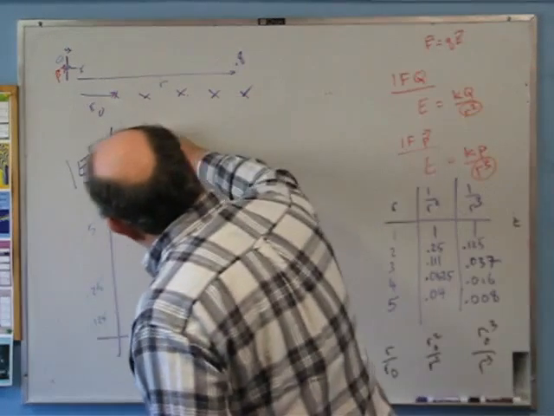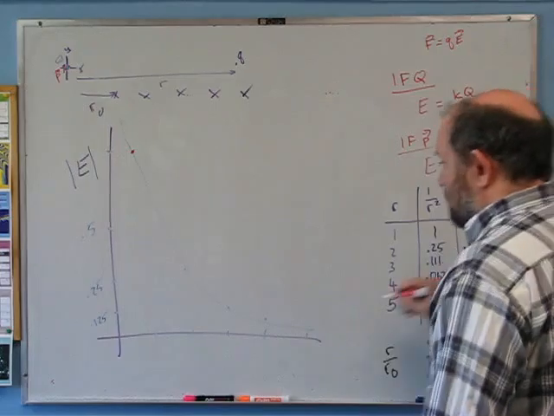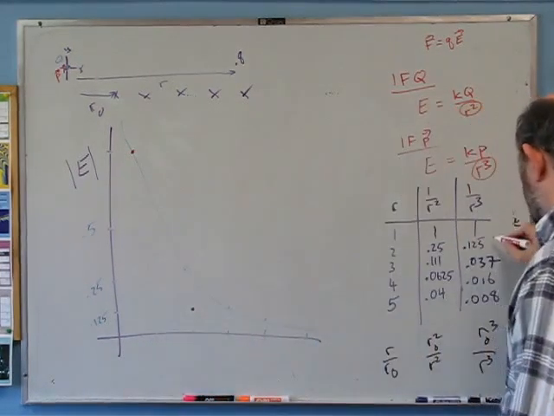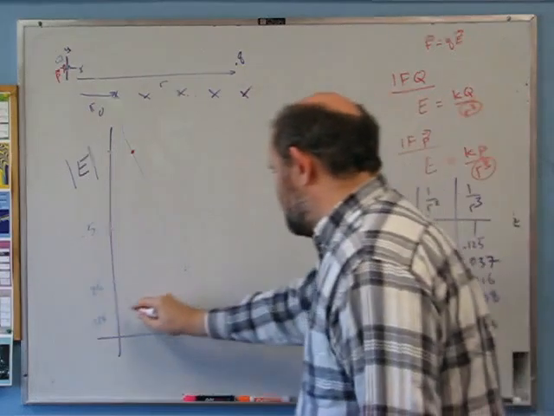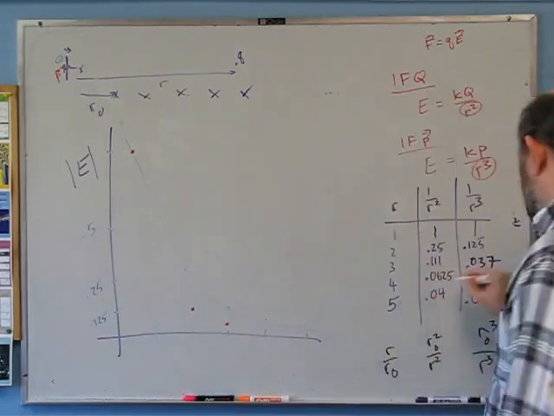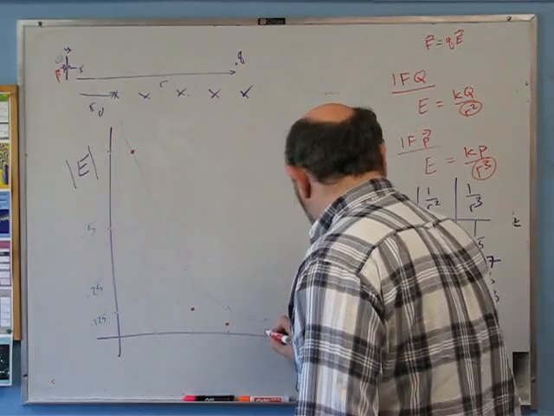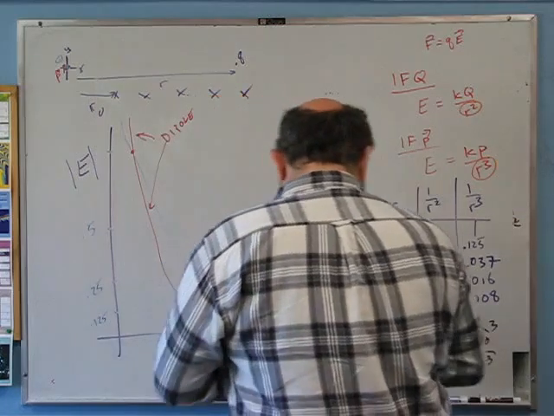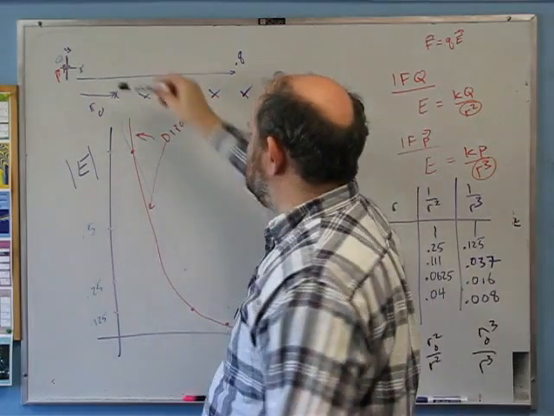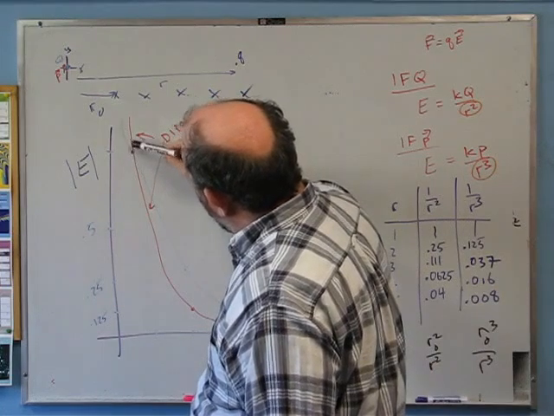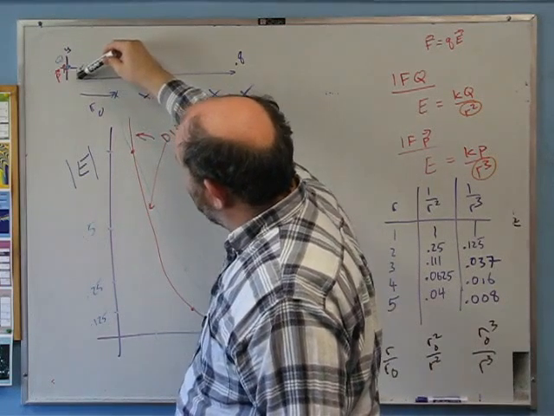So again, we have a 1 here. Then at 2, we're at 0.125, so we're here. And at 3, we're at 0.037, so it's a little less than a third of this. And at 4, 0.016, we're getting really tiny. And 0.008, really tiny. So if I drew this one, it would look like this. So this is the dipole case.